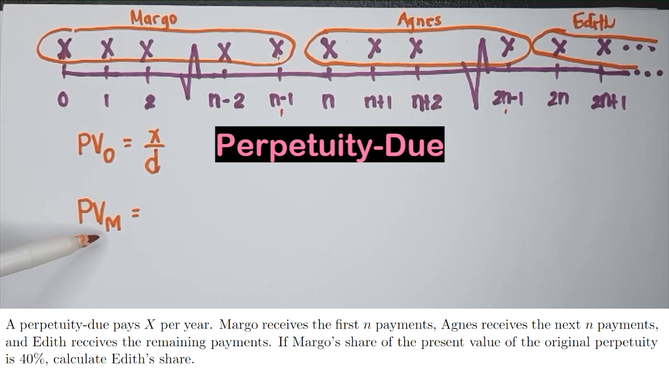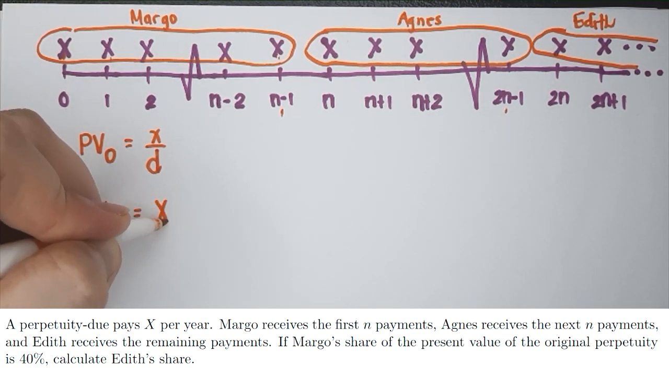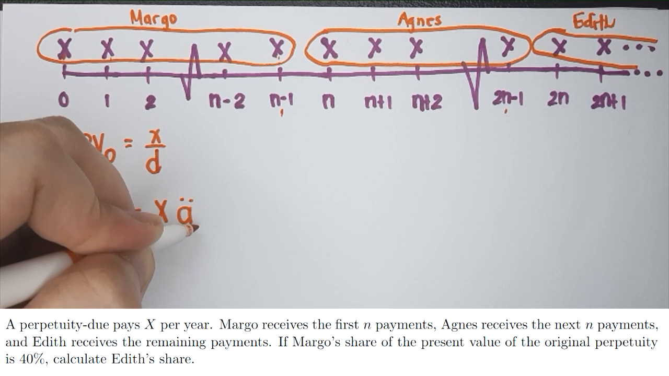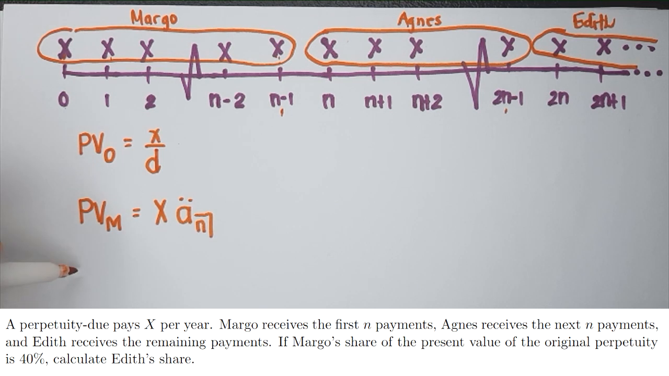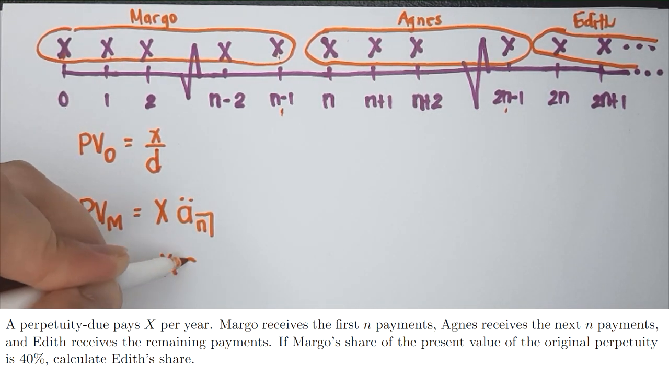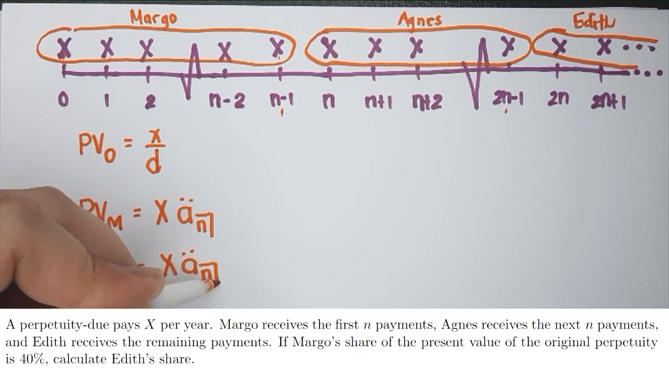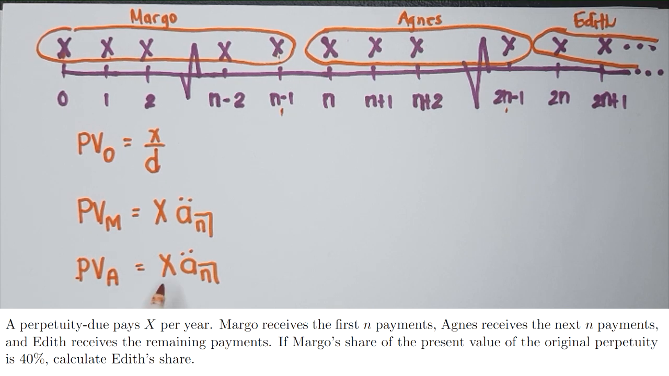And then, the present value of Margo's share is, di ba, N payments made at the beginning of each year. So, that is X, A double dot angle N. Right? What about the present value of the payments received by Agnes? So, if you write X A double dot angle N, kasi N payments din ito, right? Pero, itong X A double dot angle N, ito ay vinalue saan?